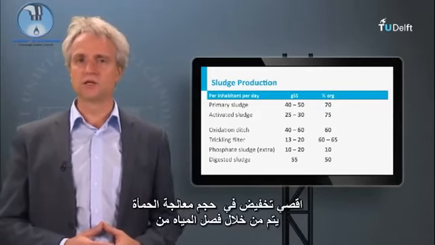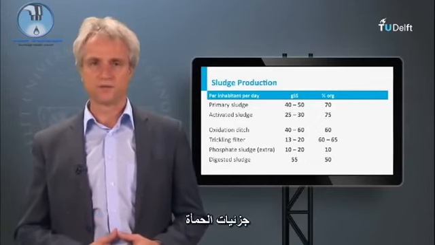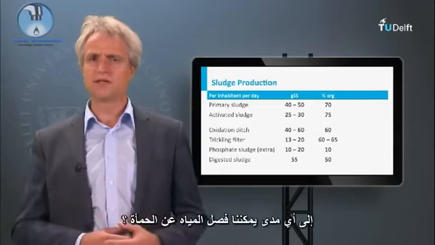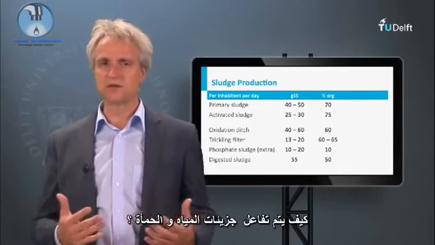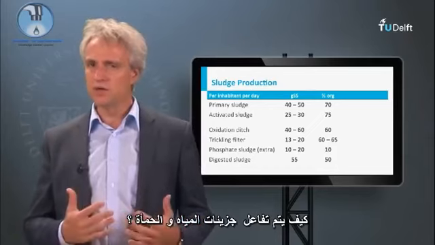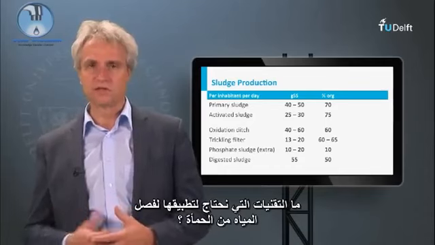The highest volume reduction in sludge treatment is obtained by separating the water from the sludge particles. To what extent can we dewater the sludge? How are water and sludge particles interacting? What technologies do we need to apply to separate the water from the sludge?